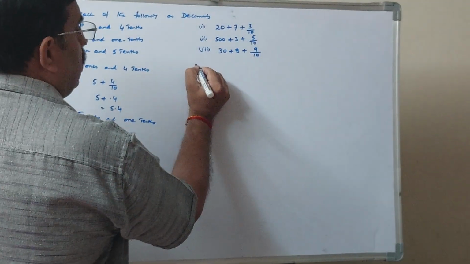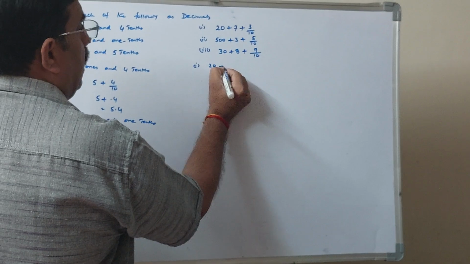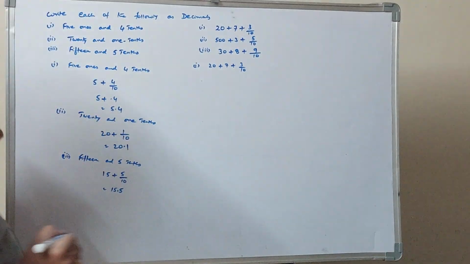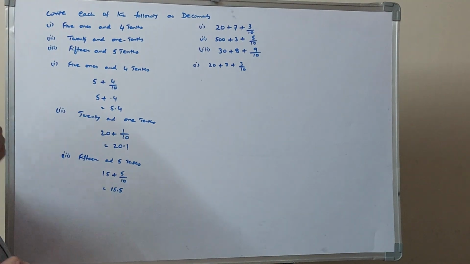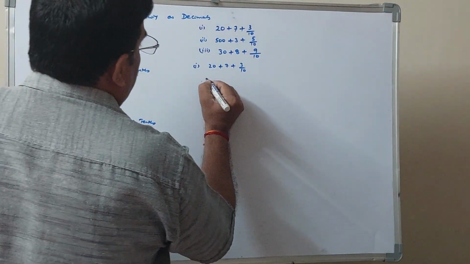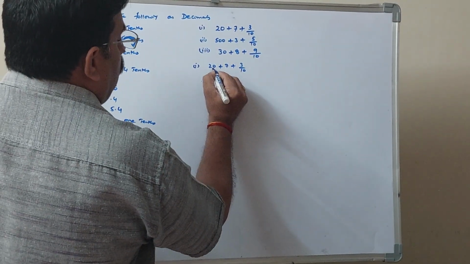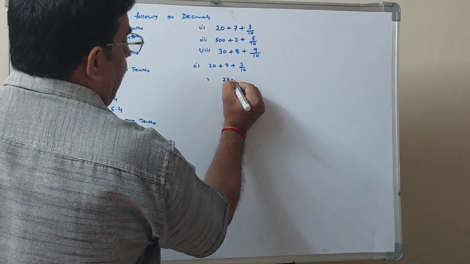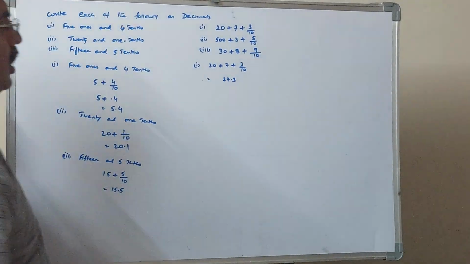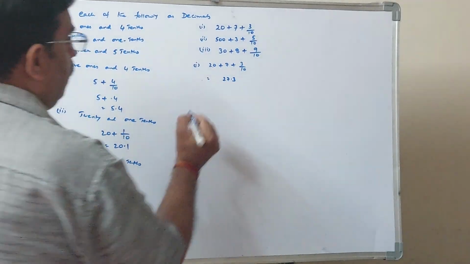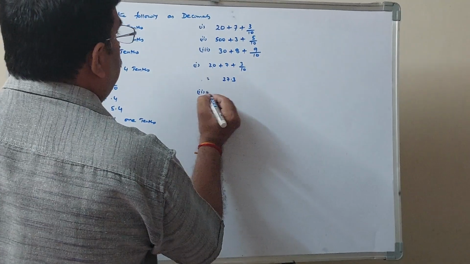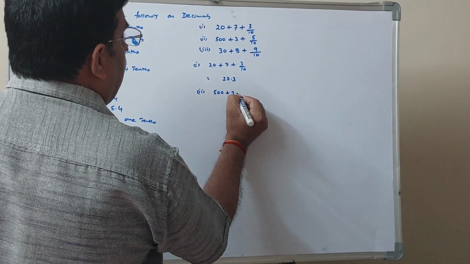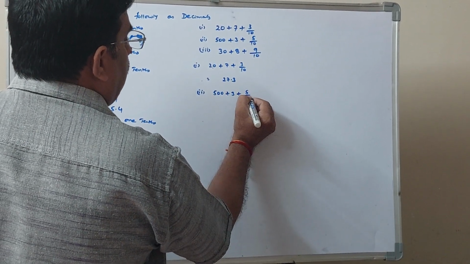First one, you see 20 plus 7 plus 3/10. Clear? That is equal to 20 plus 7, 27. 3/10 means 0.3. Like that, 27.3. Second one you see 500 plus 3 plus 5/10.